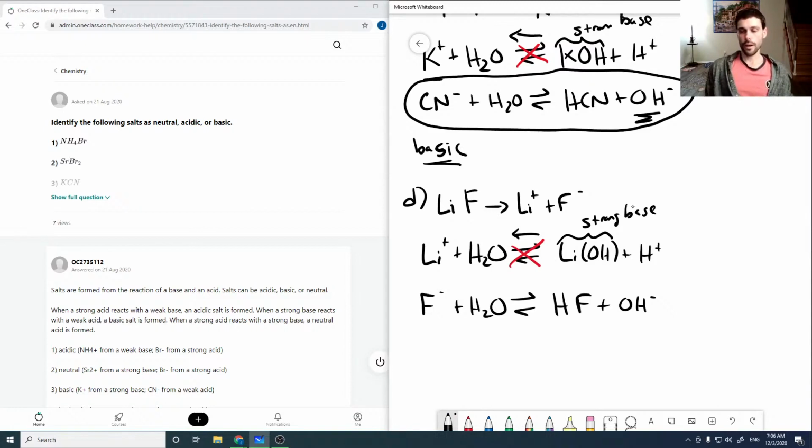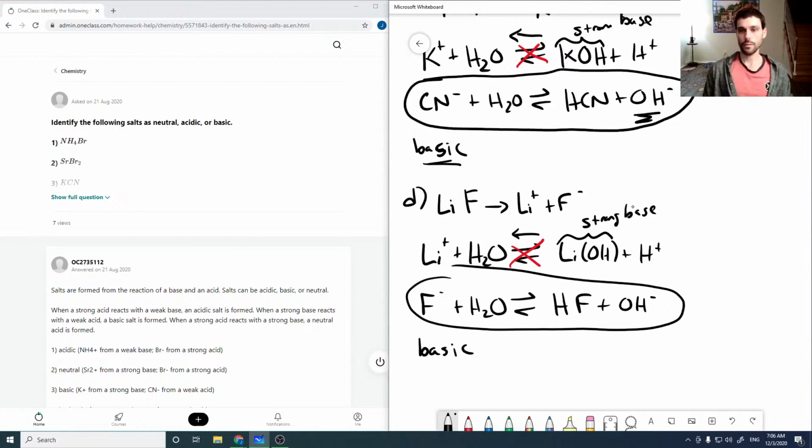HF is our only hydrogen halide that is a weak acid. So this reaction does occur. And so the salt will be basic. And so again, this is from a strong base, which is LiOH. This is from a weak acid, which is HF. So this salt is formed from a weak acid and a strong base, so it's basic. Or we can just write out the chemical equations.